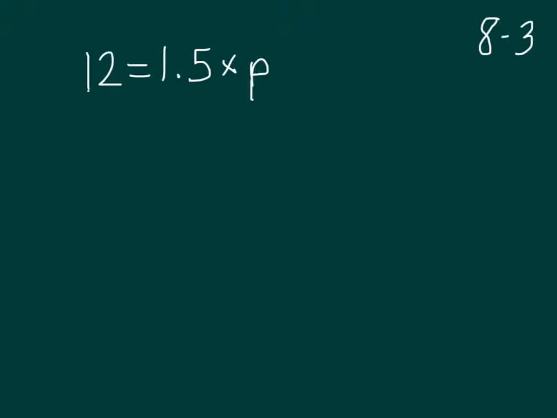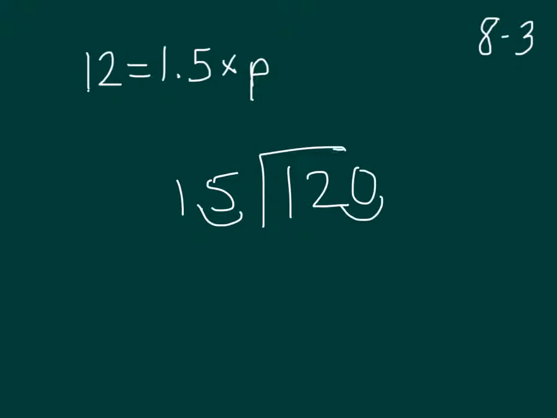For 8-3, if we look at number 1, we're looking at what do I multiply 1.5 by to get 12, which is the same thing as saying I'm going to divide 12 by 1.5. And we know we have to move our decimal point over, and in this case we add a 0, and then we put our x's here.